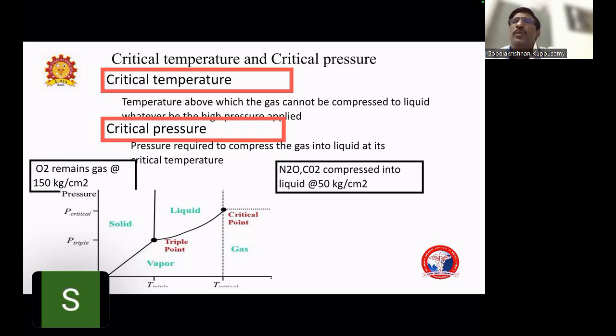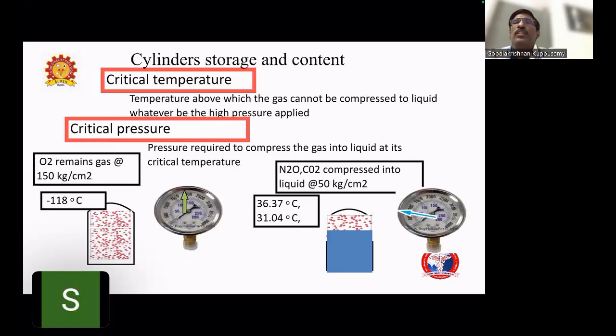Why? Because the critical temperature of oxygen is very low. So if you want to liquefy it, you have to reduce the temperature below its critical temperature. Then only it can be liquefied. It is liquefied in a liquid oxygen tank, and the temperature is maintained below its critical temperature. The critical temperature of oxygen is minus 118 Celsius. So you have to take the gas below this level, then only you can liquefy the oxygen gas.